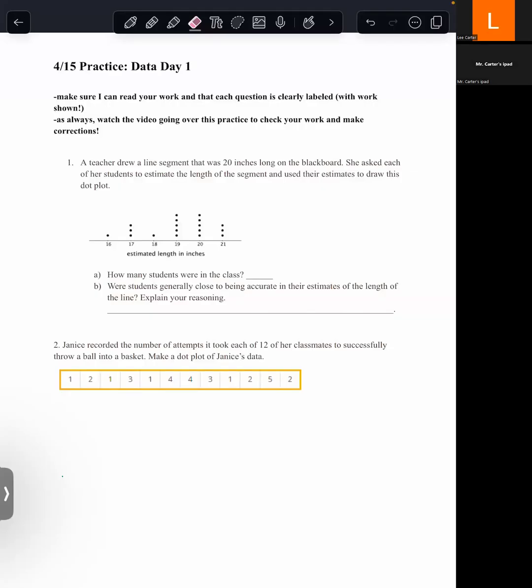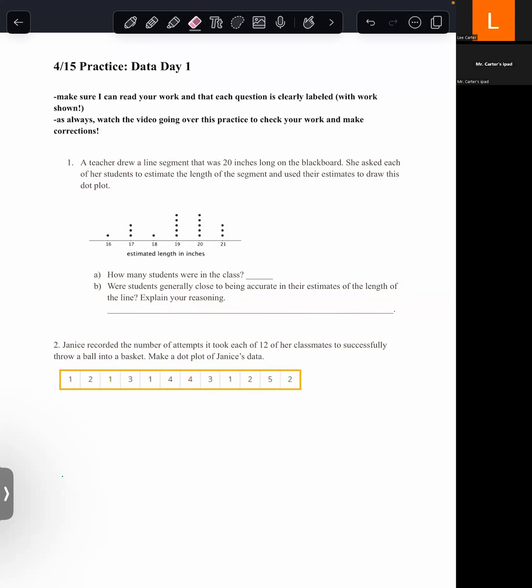All right, so we're looking at 415 practice data day one, for lack of a better term, because it's kind of mixing together a lot of the standards here. First, the teacher drew a line segment that's 20 inches long on the blackboard. She asked each of the students to estimate the length of the segment and use their estimates to draw the dot plot. So how many students were in the class?